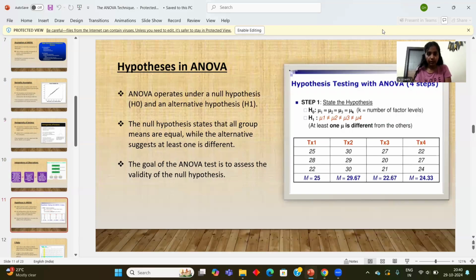Hypothesis in ANOVA. ANOVA operates under a null hypothesis H0 and an alternative hypothesis H1. The null hypothesis states that all group means are equal, while the alternative suggests at least one is different. The goal of the ANOVA test is to assess the validity of the null hypothesis.